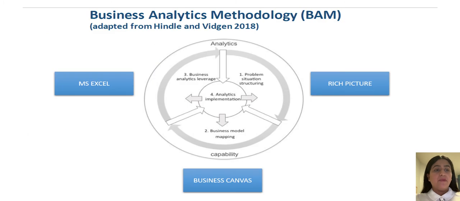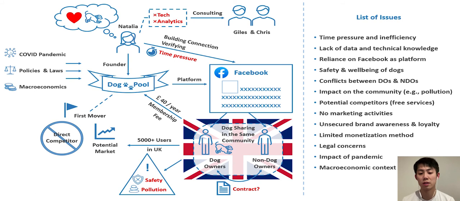We used the BAM approach for our analysis, where we structured and identified the situation using rich pictures, created an understanding of the business model using the business canvas, which further derives the analytics and identifies the opportunities, which we did using the business simulation. Now let's look at the current situation.